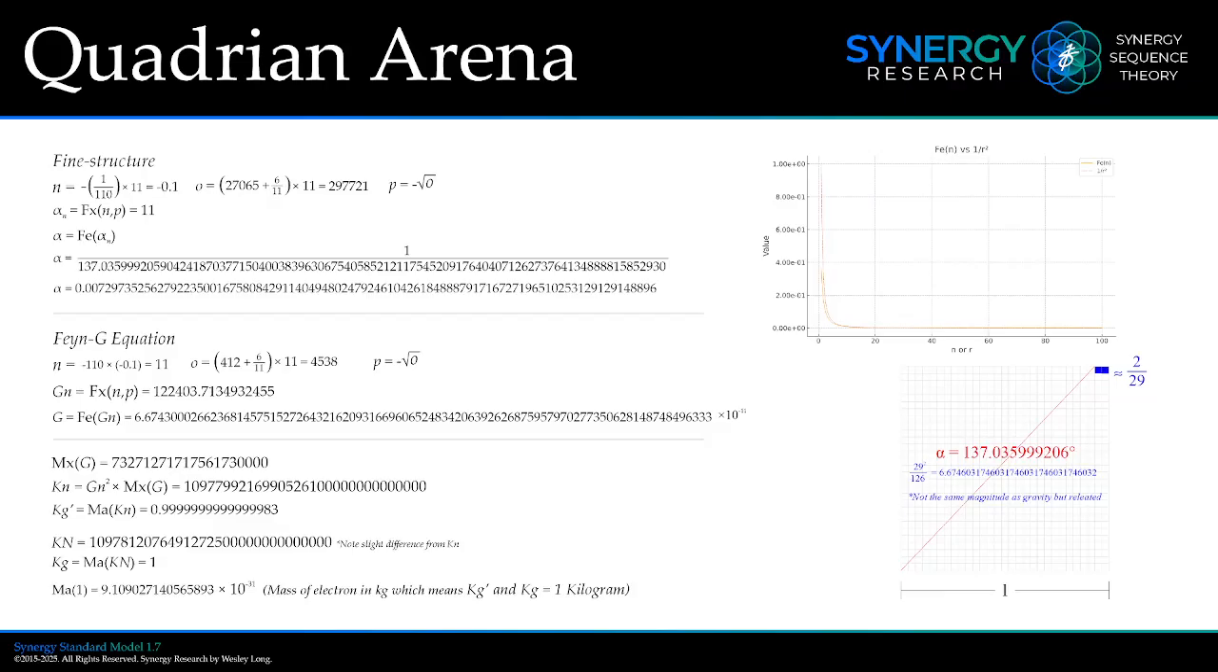Then, alpha equals fxnp equals 11. Alpha equals frac 137.035992005. And there it is, the true value of alpha produced from the coupling function phi n, as we saw before. Middle section, fine G equation.